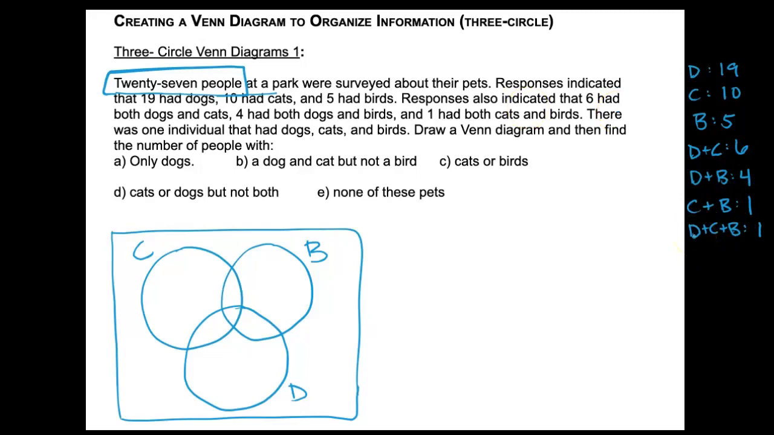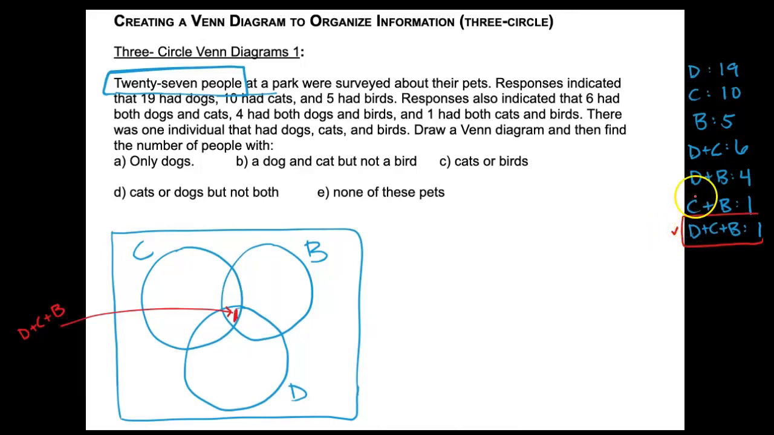And so what I always do is I start with the number, if it's given. It's not always given, but in this problem it is. If they give you the region where all three circles overlap, which is right here, dogs, cats, and birds, that's the very center of the Venn diagram. So right here is dogs plus cats plus birds, all of those together. And since there's one person who has a dog, a cat, and a bird, we're going to put a 1 there. That's the only number in the entire diagram that you can just put right in without having to do anything else. So I'm just going to put a little check there. I'm done with that one.